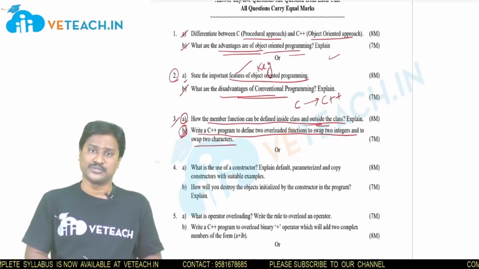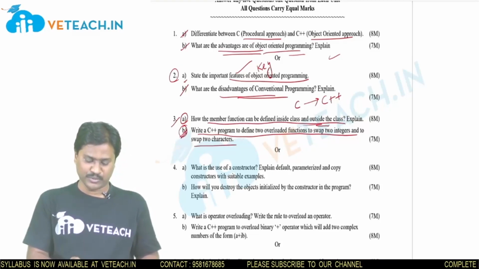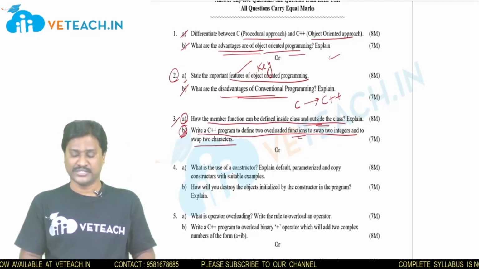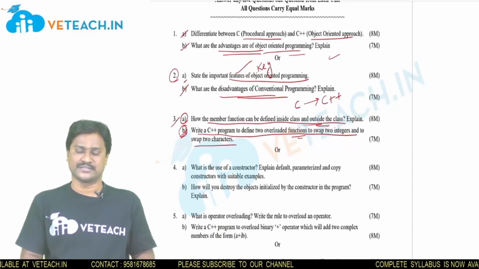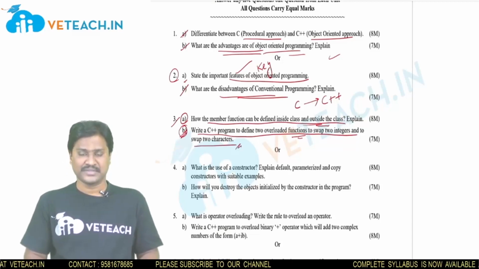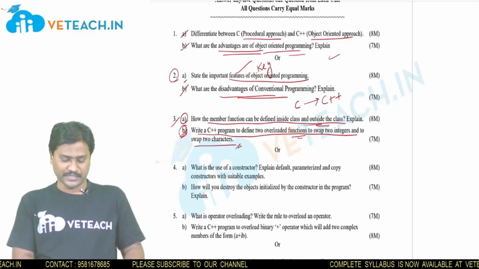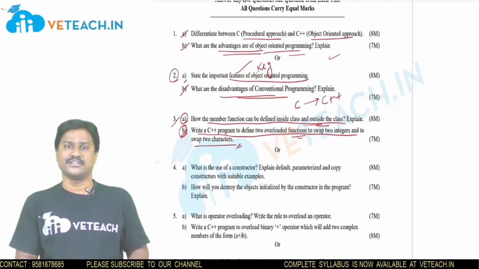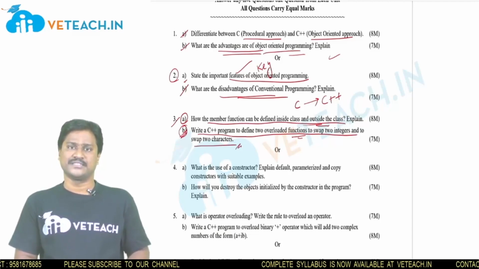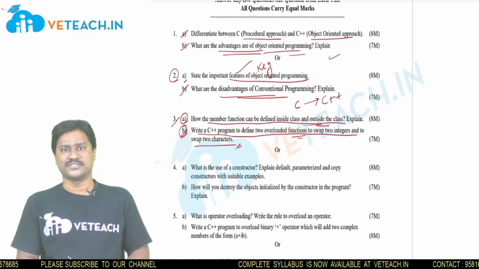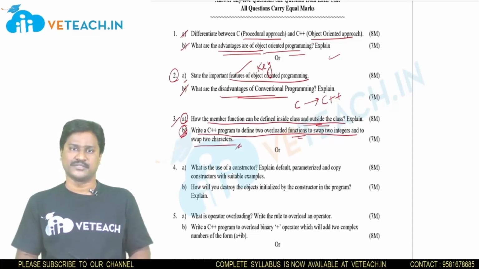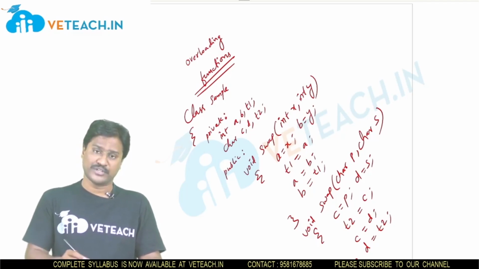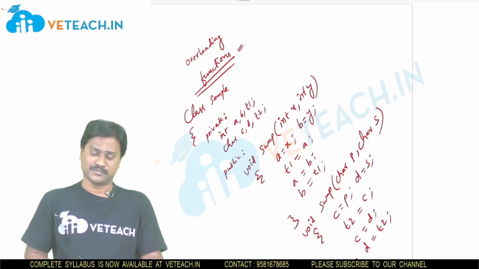Next question, third question B: write a C++ program to define two overloaded functions to swap two integers and to swap two characters. So let's see this program. Member functions we can define inside or outside, it's okay. But we have another feature called overloading in C++. We can overload functions for any type of purpose. Let me explain the program. So see the example program of overloading functions in a C++ class.